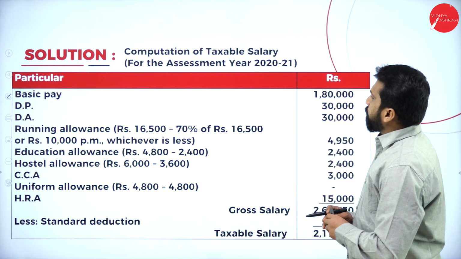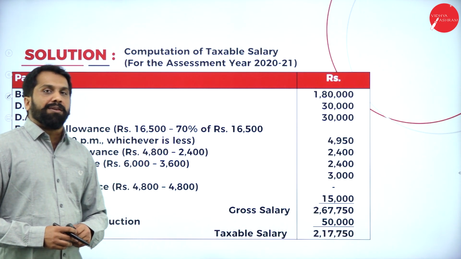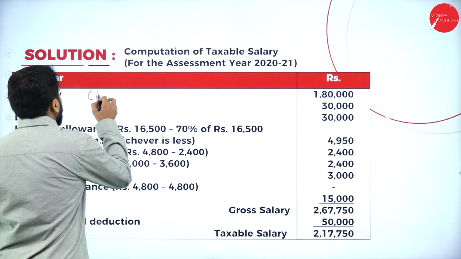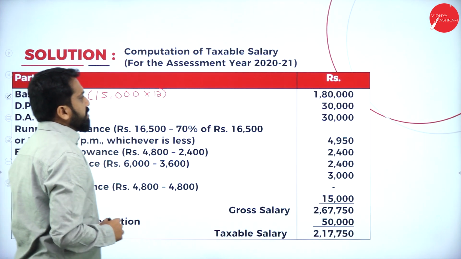Now, basic pay. What is the basic pay that was given? It was given 15,000 per month. Now, 15,000 multiplied with 12. What is your answer?